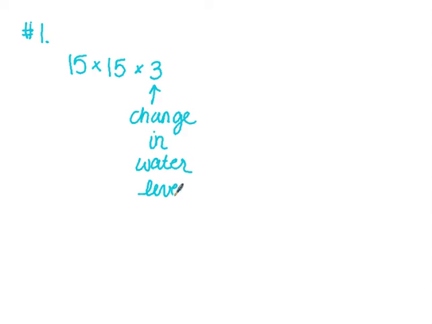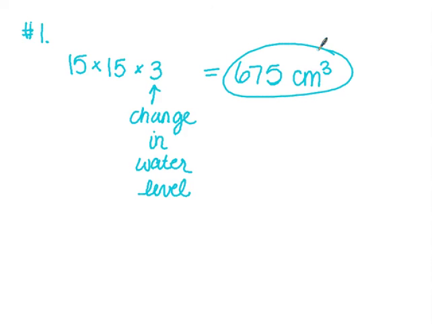So, 15 times 15 times 3 is 675 centimeters cubed. Nope, because it's a rectangular prism. Wait, that's the answer? That's your answer. Okay? Alrighty, so now what you need to do is 2 through 8.